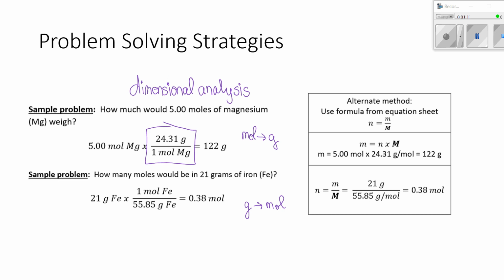You also don't have to solve problems in this particular way. You just have to show your work and what you're doing. An example of an alternate method would be to use this formula from your equation sheet. You can treat this like an algebra problem, where you say the moles is the mass divided by the molar mass, and you can rearrange it and solve for your unknown. You can also set up problems like this as a set of equivalent fractions, which maybe I'll show you an example like that to begin with.